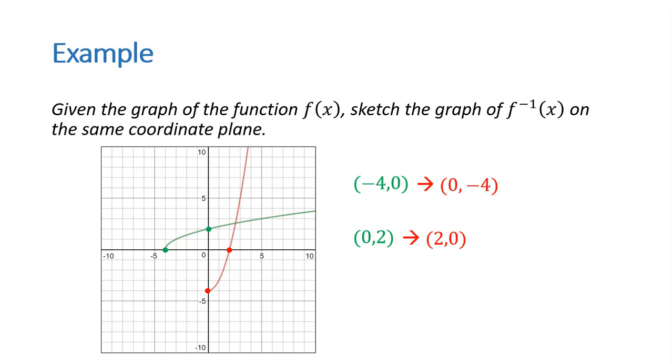So when we talk about domain and range switching places, that means a lot of different things, but essentially it boils down to whatever was an x becomes a y, whatever was a y becomes an x. For a graph, that means switching coordinates. For an equation, that means actually switching the variables.